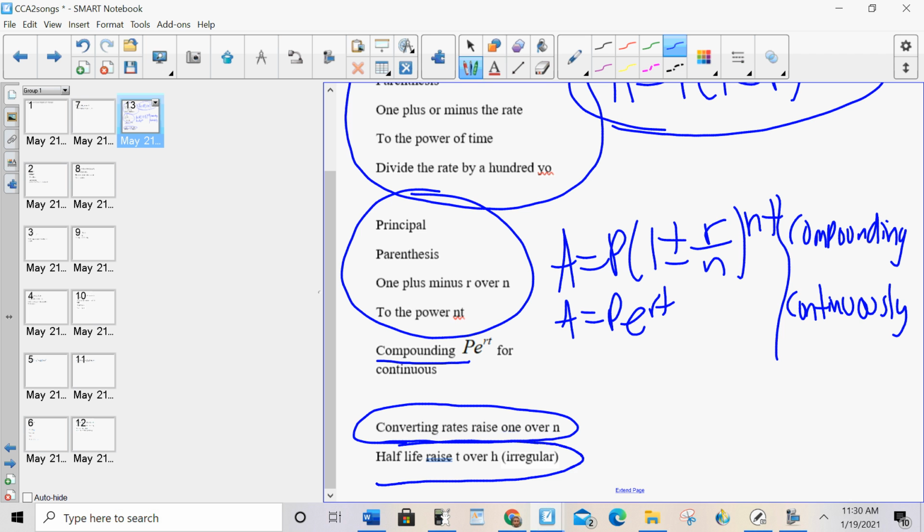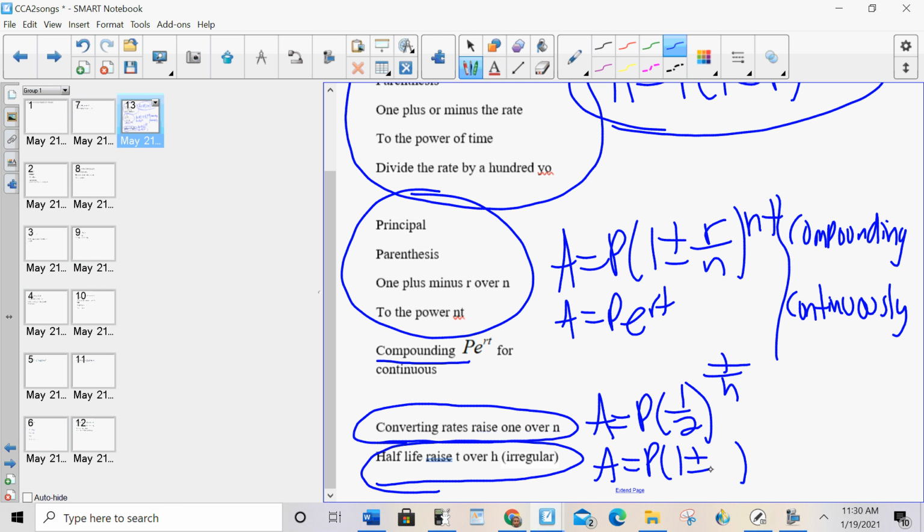Half-life raised t over h. Irregular. For half-life, we're raising to the t over h. Also for irregular time, if it's not half-life, if it's any irregular amount of time, we're raising to the t over h. So you have to know when to use what formula. So this is half-life, and this is irregular time.